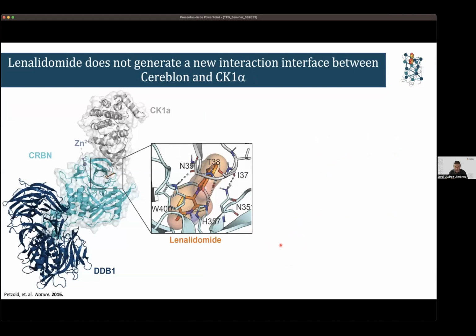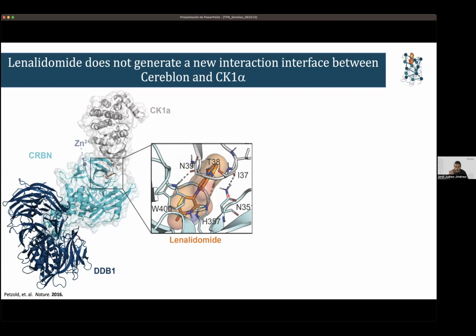And we started small, I would say, with a very intriguing molecule, the complex between Cereblon and CK1 alpha that is stabilized by Lenalidomide. The reason I found this complex so intriguing is that if you look at the crystal structure, you can see that Lenalidomide sits in the binding site of Cereblon, and most of the important interactions are 3 hydrogen bonds established between the hairpin loop in CK1 alpha and the tryptophan cage moiety of Cereblon.